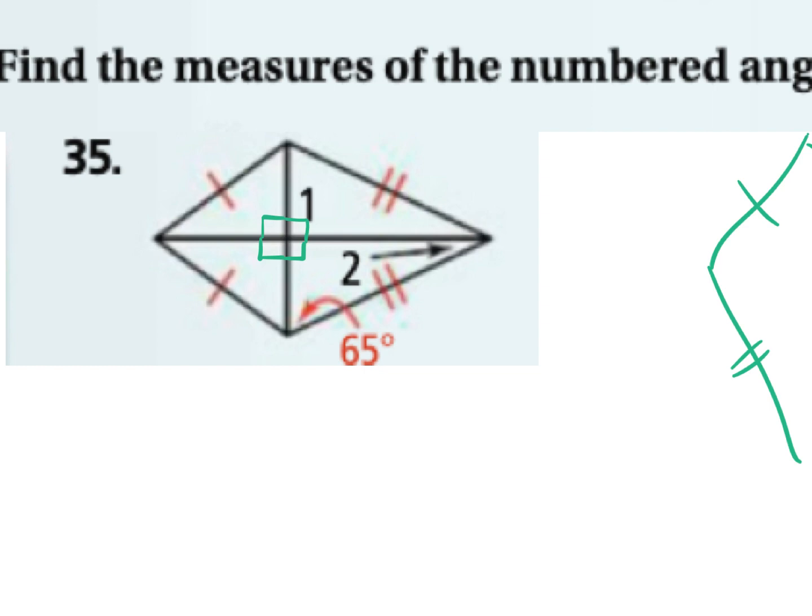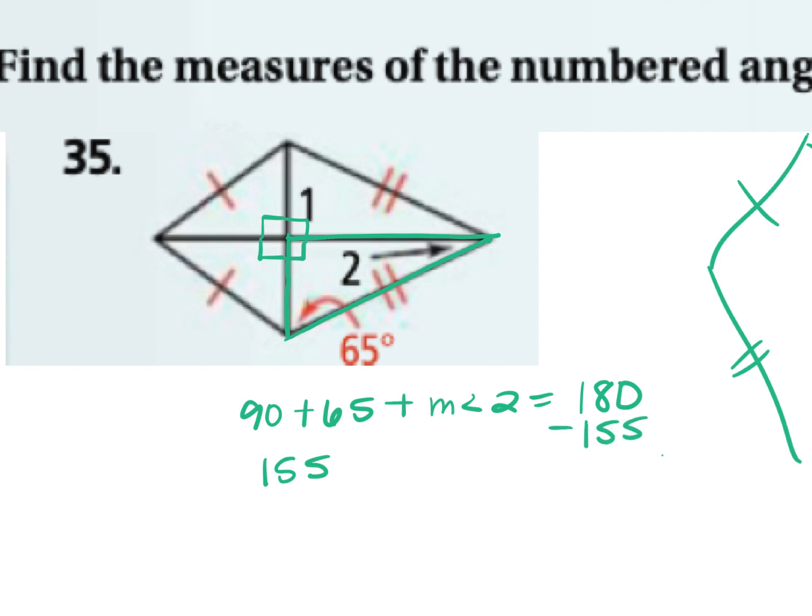If that angle is 90, then look at this triangle. 90 plus 65 is 155, plus the measure of angle 2 has to equal 180. So take away the 155, and you get 25 degrees. So angle 2 is 25. Can you tell me what angle 3 would be? 65. It's going to be the same as this one.